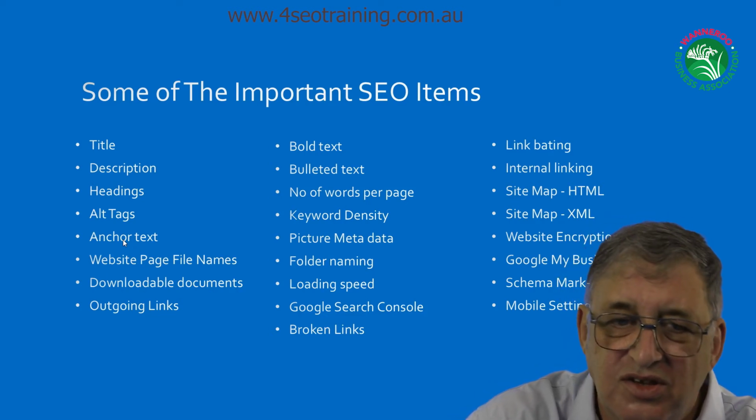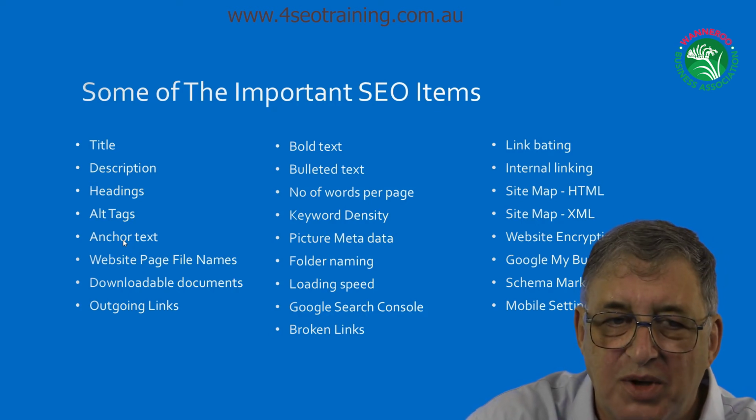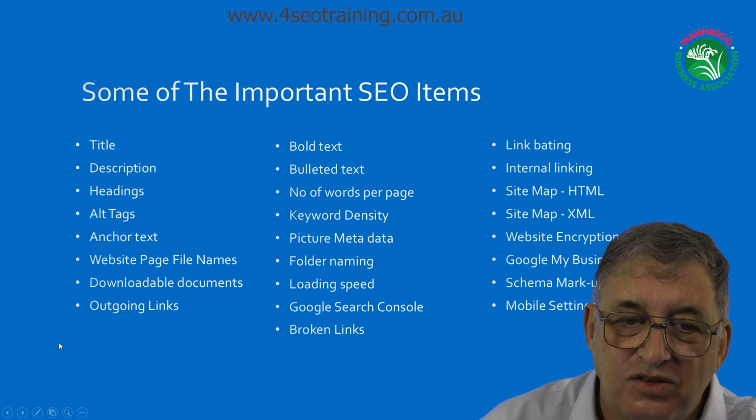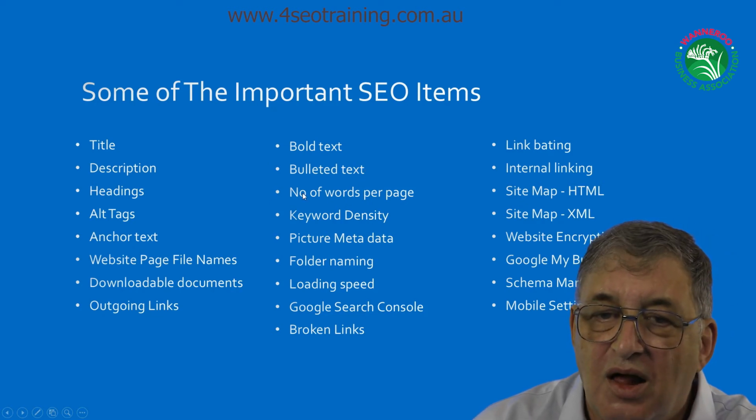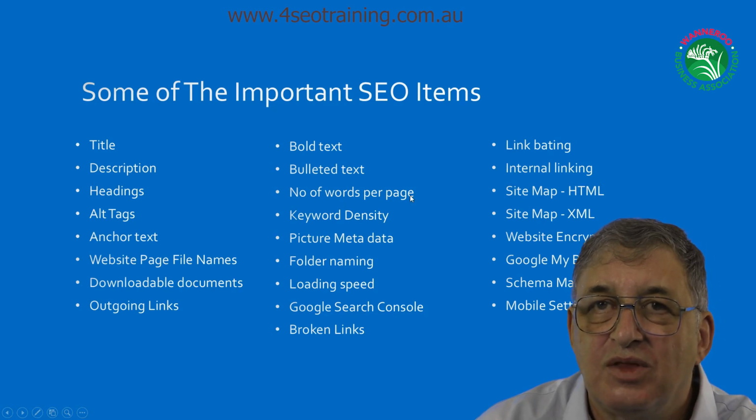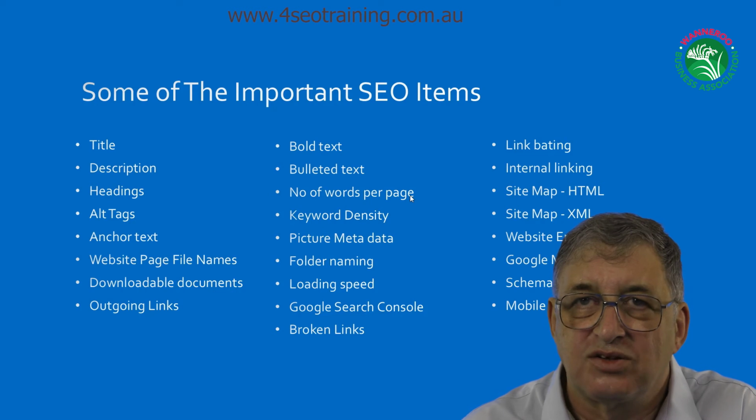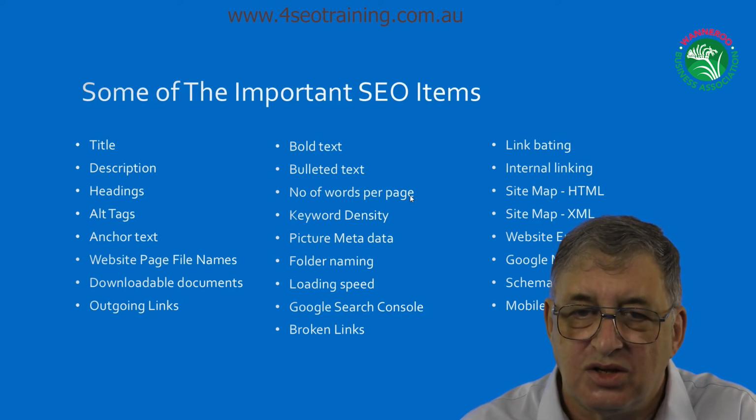As I said, there's lots and lots of these little things you can do, all of which help Google to understand what the page is about. You've got other things, so outgoing links can be important. Using bold and bulleted text can be important. The number of words per page: Google really rewards you for having more text on your page. So the more text, the better, as far as Google's concerned.